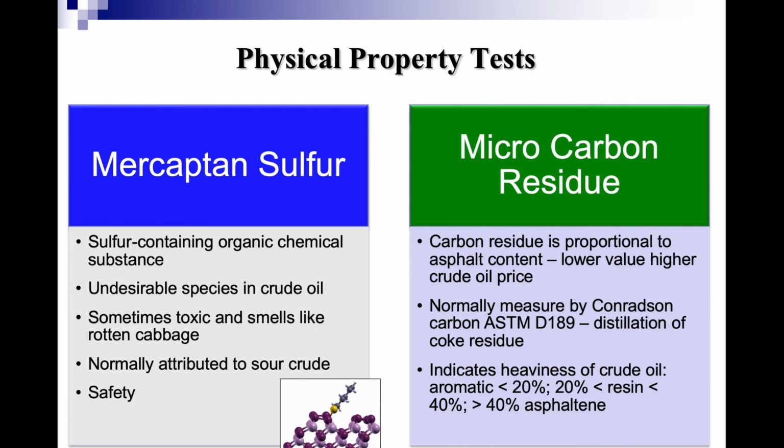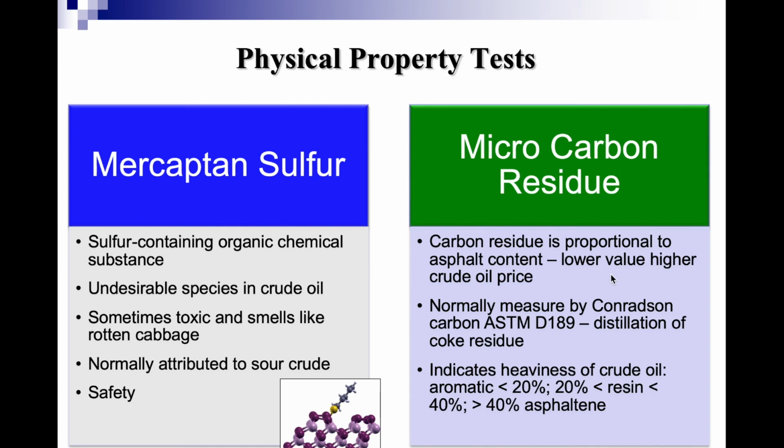Okay, for the physical property test, next one is mercaptan sulfur. It is a sulfur-containing organic chemical substance. It is an undesirable species in crude oil, and sometimes toxic and smells like rotten cabbage. So you can basically imagine that, and it is normally attributed to sour crude because it is in regards to the safety of the whole processing plant.